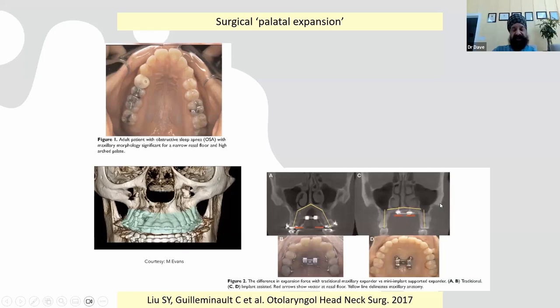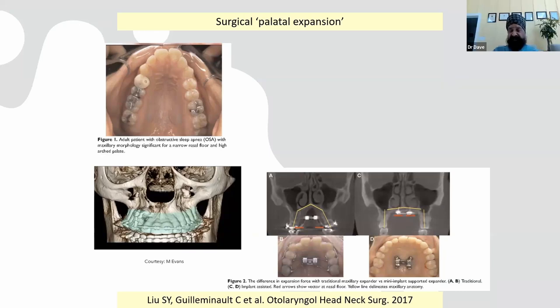And so when you look at this paper here, they give two examples. One of a typical palatal expander, you can see that the vector is low at the dentoalveolar level. And so they're saying that we do not want to have that type of change. And what they're using is a mini implant procedure, which is placed high up, just below the nasal floor. So the vector is much higher up, and we want to get nasal floor changes.